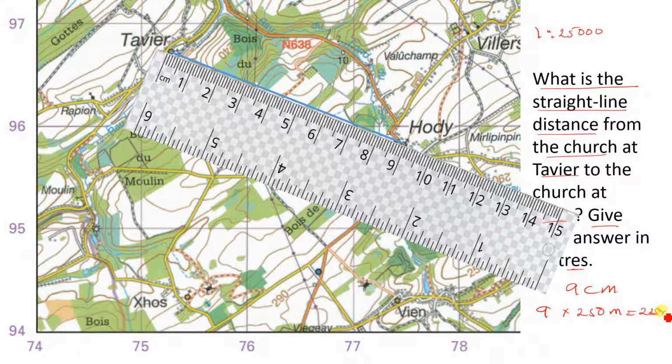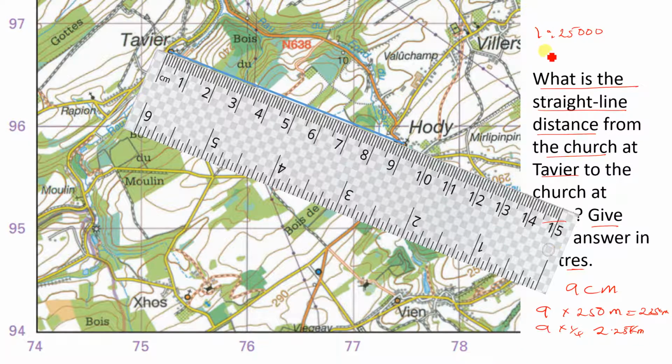2,250 meters. That is it. Now, if they want the answer to be in kilometers, it will just be 9 times 1/4, which is 9 divided by 4, which is 2.25 kilometers. It's 2.25 kilometers. That is it.